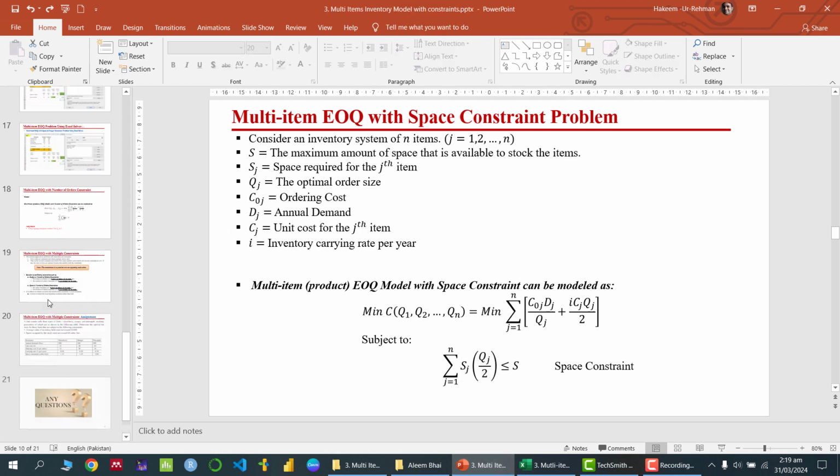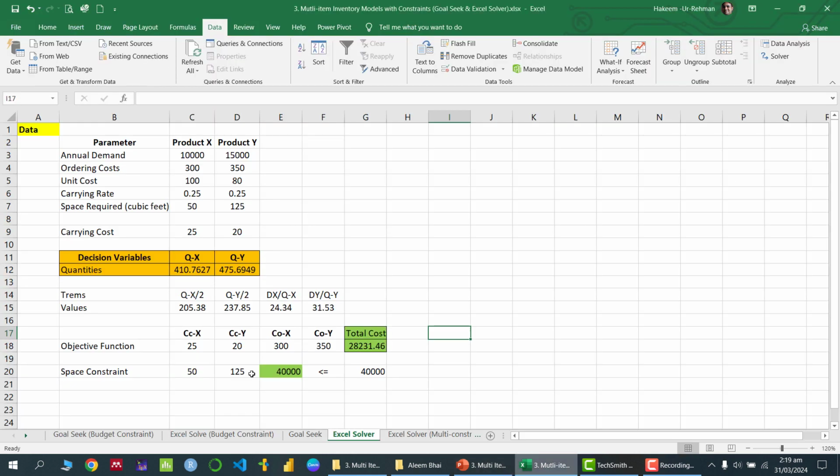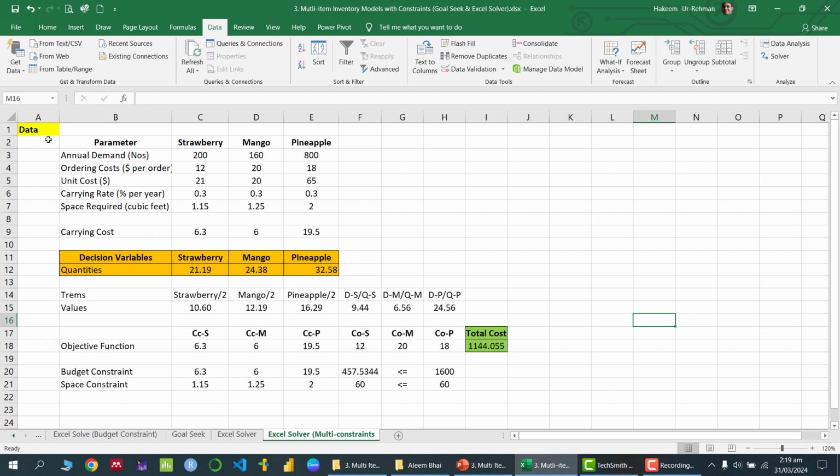Now let me solve this particular problem, which is basically the multi-constraint. Over here, as you can see, one constraint we have is that the average inventory should not exceed 16,000. That is a budget constraint, and then we have the space constraint. And this is the data. In this part, first of all, we have written down this entire data set. Again, I'm going to use the Excel Solver.